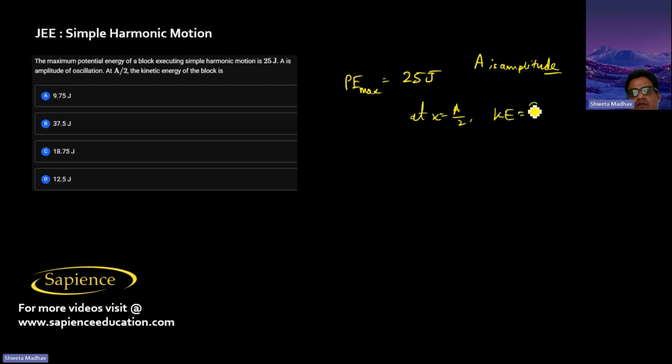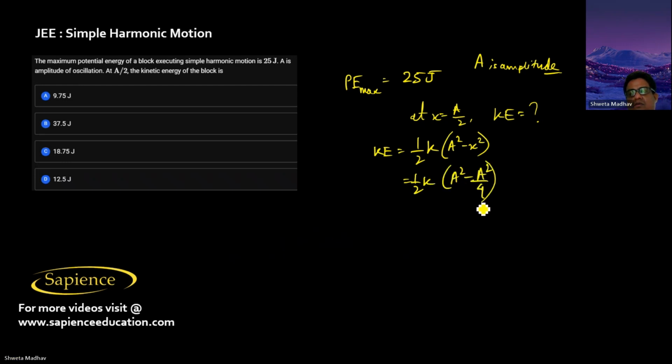It's told the maximum potential energy of a block executing simple harmonic motion is 25 Joule. A is the amplitude, and at A by 2, the kinetic energy of the block is? So at x equal to A by 2, you have to find how much is the kinetic energy of the block. Therefore, kinetic energy will be equal to half k into A square minus x square, equal to half k into A square minus A square by 4. So that is equal to half k into 3 A square by 4.